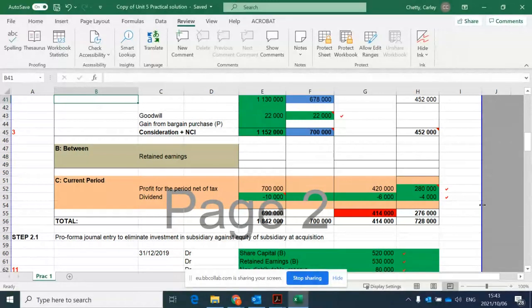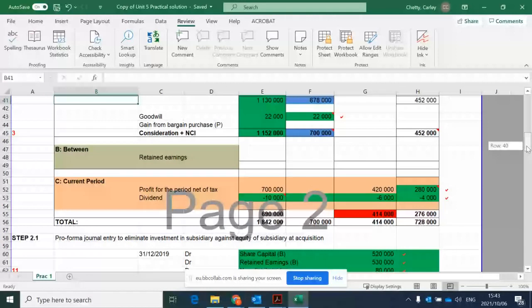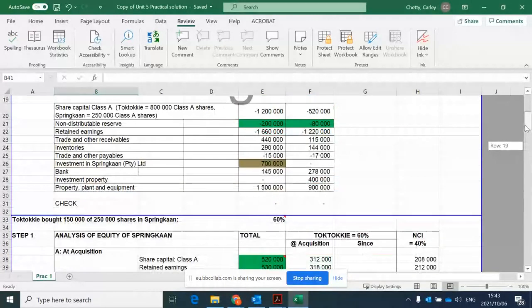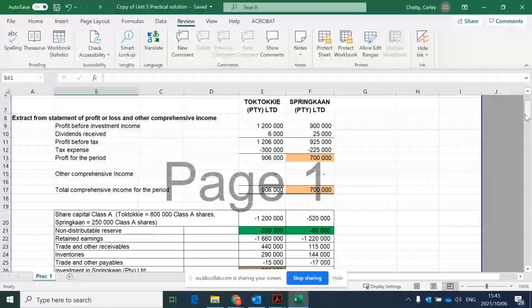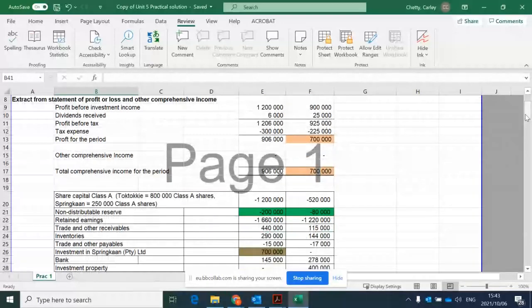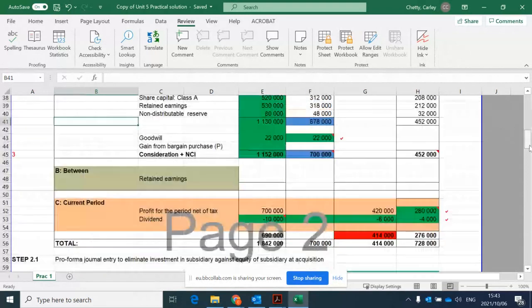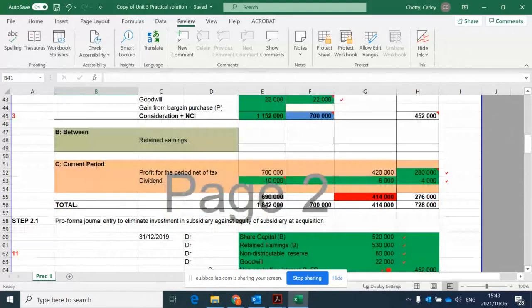So now we look at part C. So what is the profit for the period? If we go to the top where they gave us this information, we can see that Spring Khan made 700,000 Rand profit for the current period. This now needs to go in the analysis of owner's equity. So 700,000 profit that Spring Khan made.